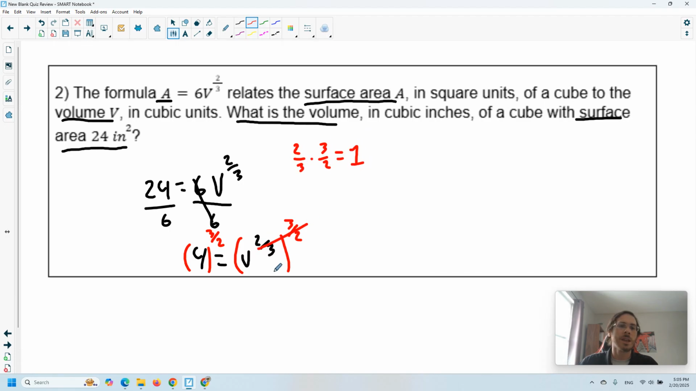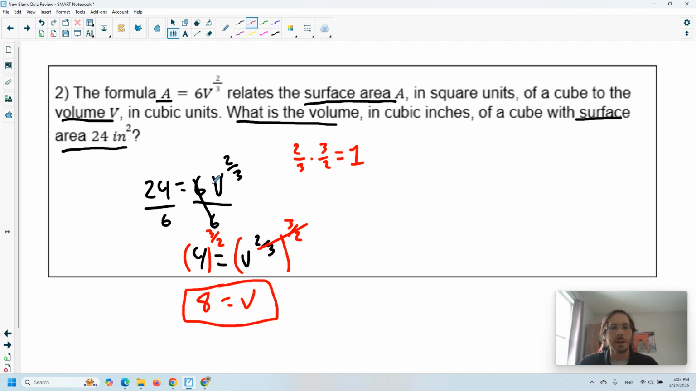So those basically cancel out, and we're going to be left with V. So we have to figure out 4 to the 3/2 power. I can do this because I remember 3/2 power means the square root of 4, which is 2, and then to the third power: 2 times 2 is 4, times another 2 is 8. So I can figure that one out in my head.